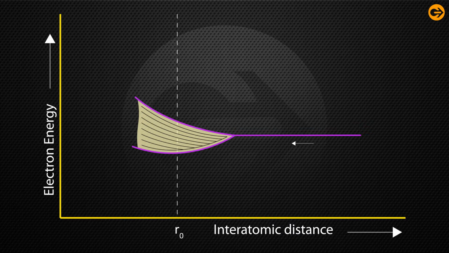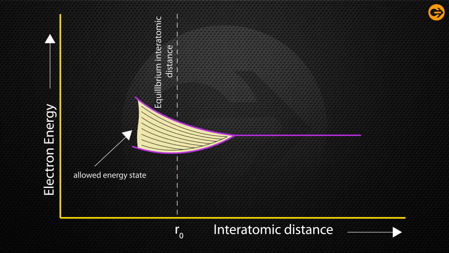As we decrease the interatomic distance of atoms, the quantized energy levels of the electrons in the outermost orbit come closer and start to interact with the other atom. The resultant of interaction of electrons is splitting of energy levels that tends to increase as we decrease the interatomic distance. At this point, R0, which is the equilibrium interatomic distance, observe the band of energies, and this shaded region is also called the allowed energy state. In this region, the probability of finding an electron is very high.